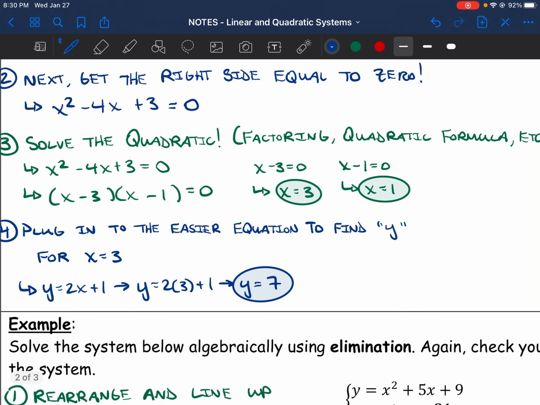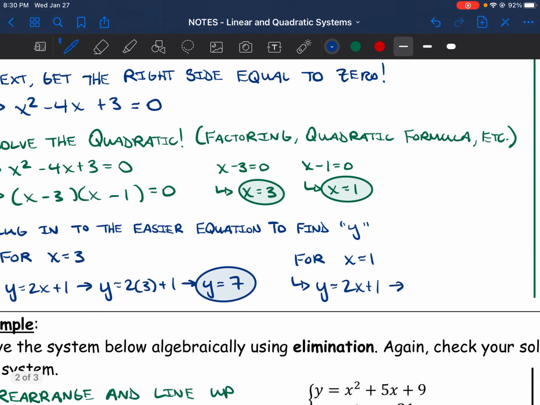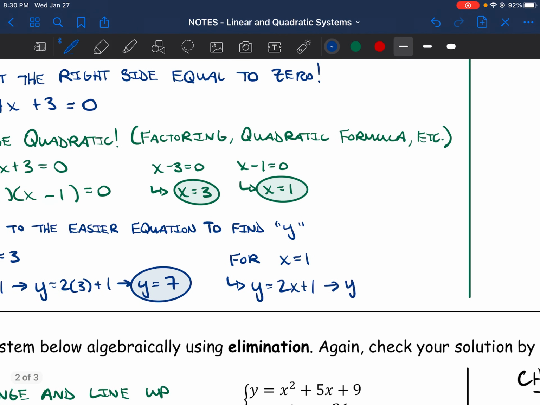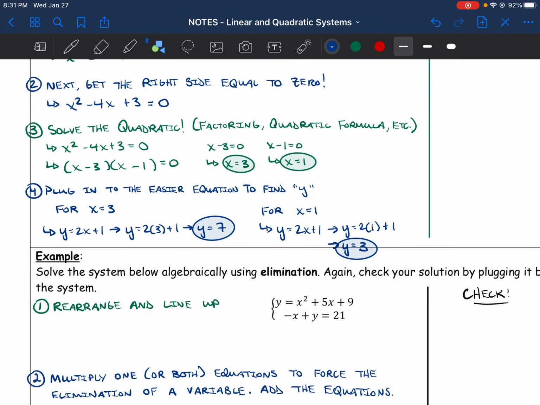Now let's do the same thing, but for x equals 1. Same deal, plug into the easier equation, y equals 2x plus 1. This time we're plugging 1 in for x, so this is y equals 2 times 1 plus 1. And this is going to tell us 2 times 1 is 2, 2 plus 1 is 3, so y equals 3. And this gave us the solutions to the system.